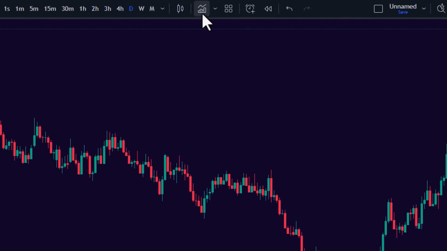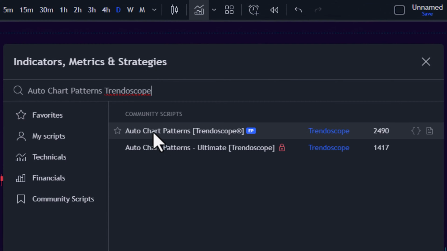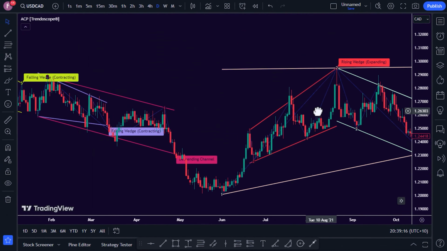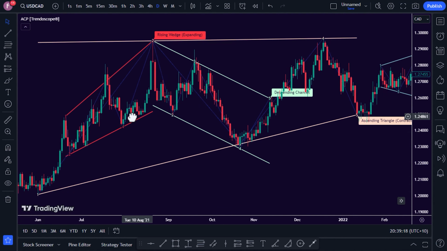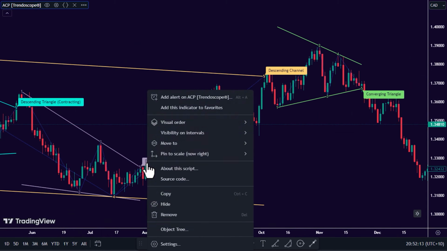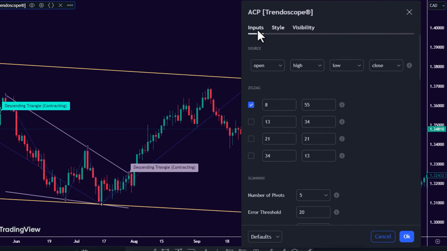Now, to find the indicator, search for the keyword Auto Chart Patterns Trendoscope. Select the Auto Chart Patterns Trendoscope EP version by Trendoscope. Before we dive into trading strategies, let's check out these indicator settings on the TradingView platform. Here's how to do it. Place your mouse on the indicator and right-click. Navigate to select the Settings option. Indicator Settings, Auto Chart Patterns.